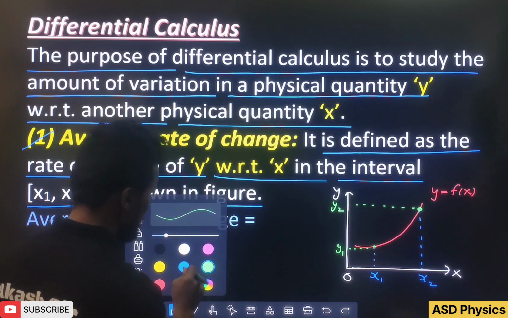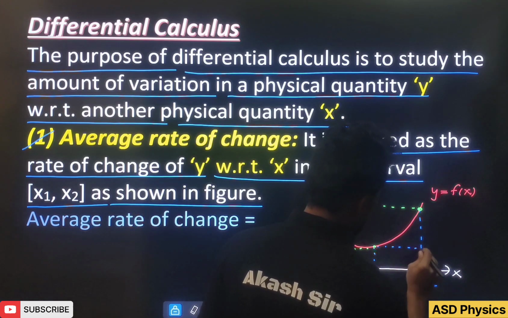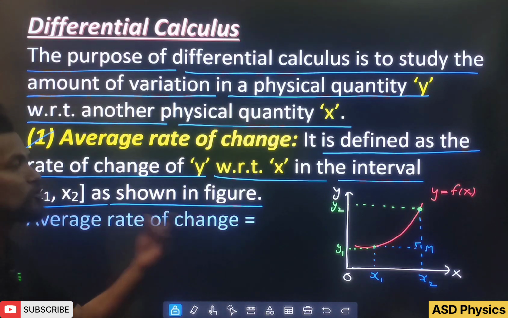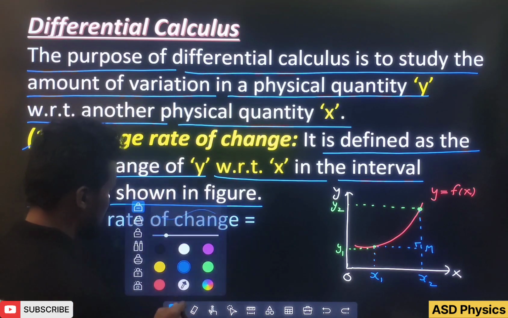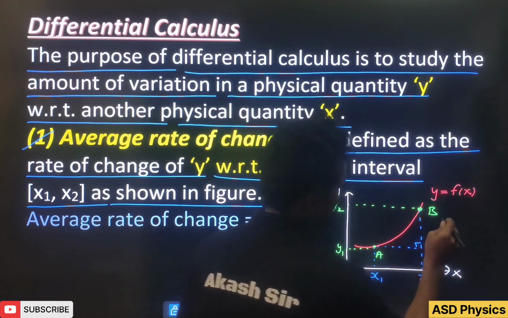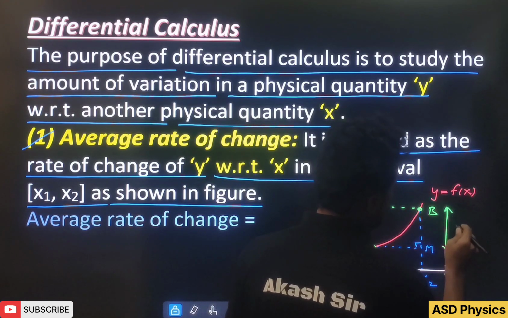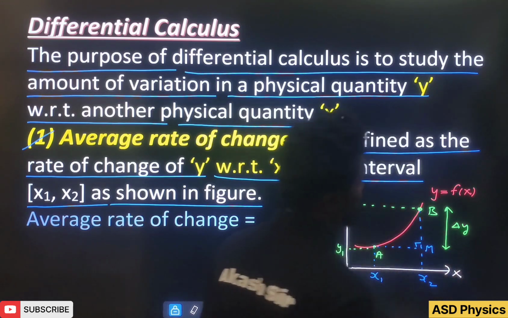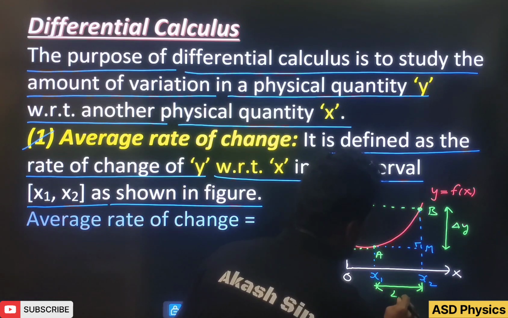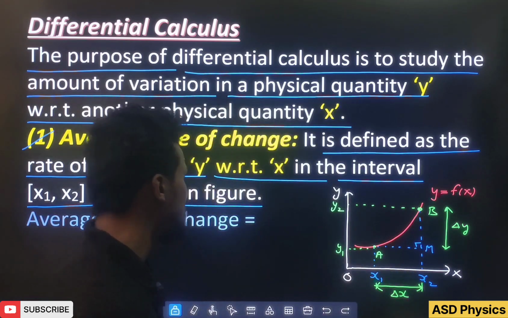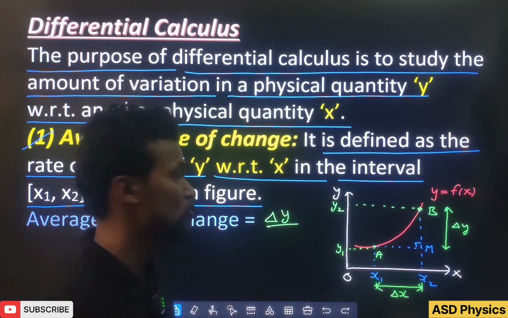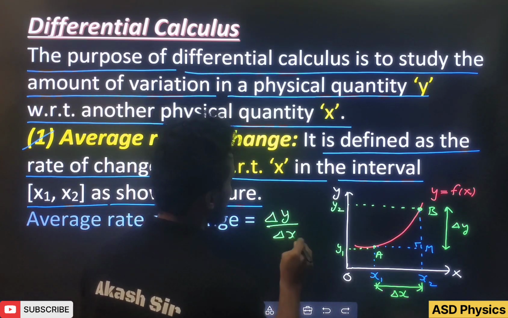Students, I have drawn one more perpendicular here, and let's take this as m. So the average rate of change of y with respect to x is given by, let's take this is point A, this is point B. Can you tell me this length? This length is y2 minus y1, I have written delta y. Similarly, this length is x2 minus x1, I have written delta x. So the average rate of change of y with respect to x in the interval x1, x2 is given by delta y by delta x.